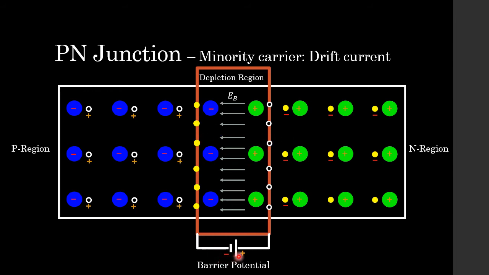And because of this barrier potential, our minority charge carriers in the P region, which are the free electrons, are going to move over into the N region, and our minority charge carriers from the N region are going to move over into the P region. And you know that a movement of free charge carriers caused by an electric field is a drift current. So in our PN junction, we have a drift current in the depletion region caused by the movement of minority carriers due to the barrier potential, which sets up an electric field, EB.